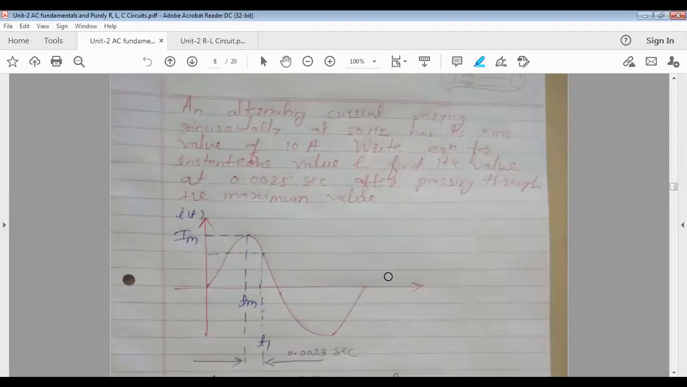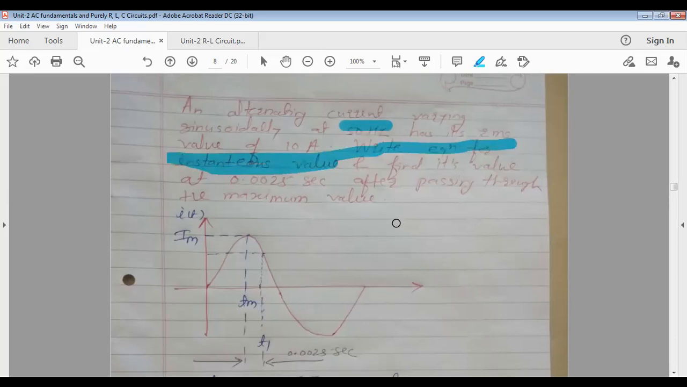Next sum we'll see. An alternating current varying sinusoidally at 50 Hertz has its RMS value of 10 ampere. Write the equation for instantaneous value. First of all, you have been asked to write the equation for current. Frequency is given to you, 50 Hertz, and RMS value of current is given, 10 ampere. Using this, you have been asked to write the current equation.